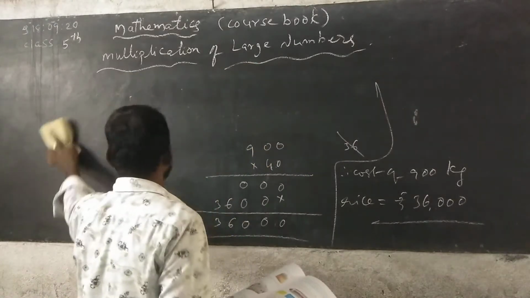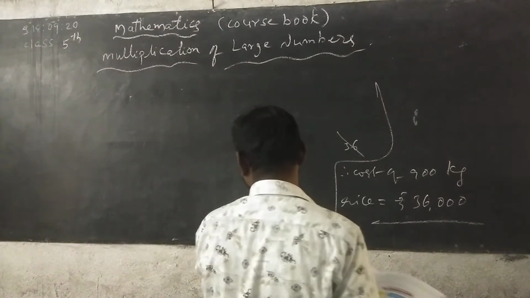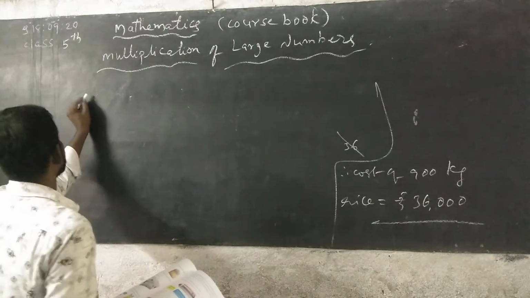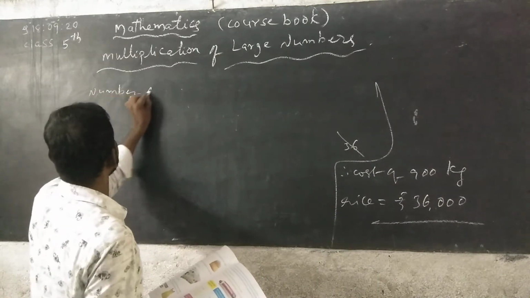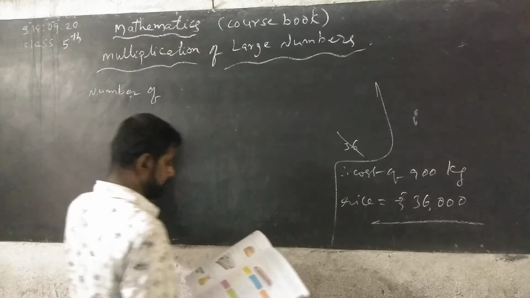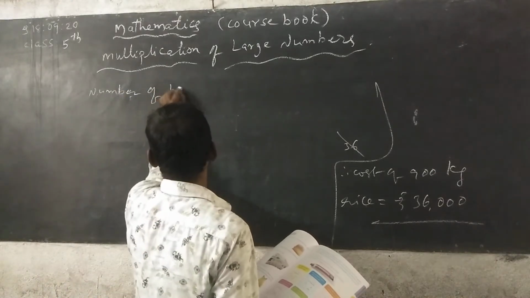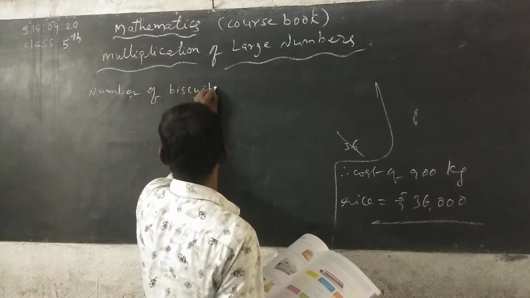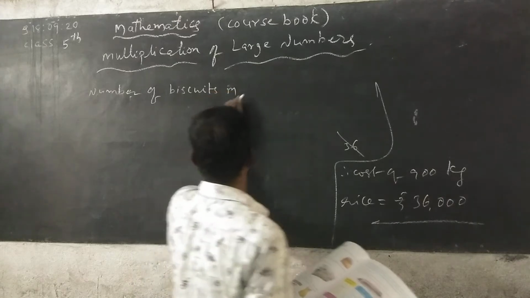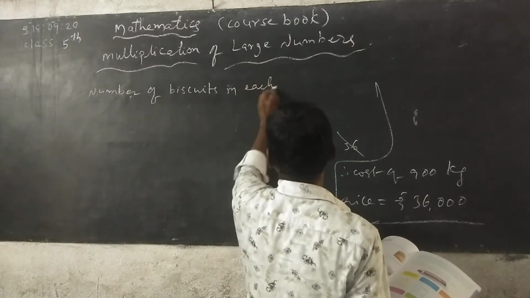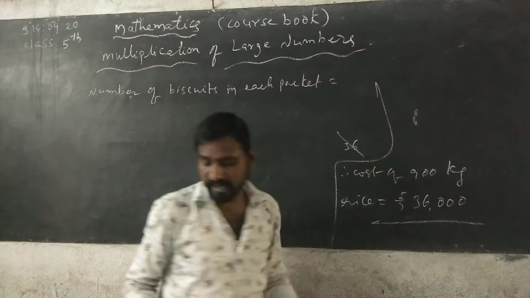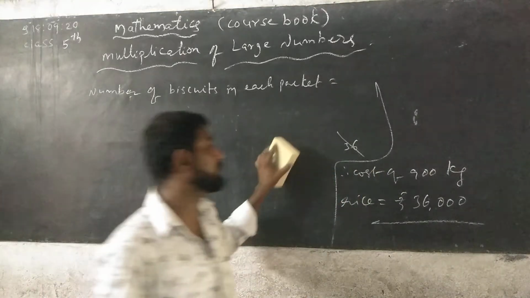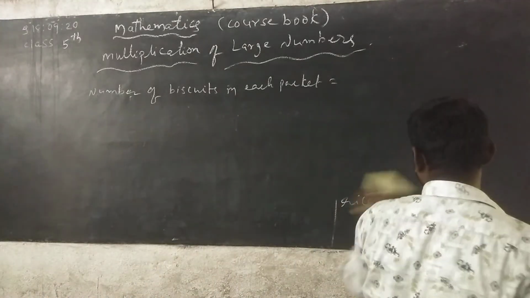Number of biscuits in each packet. ఒక్కొక్క ప్యాకెట్లో ఎన్ని బిస్కెట్స్ ఉన్నాయి నాన్న? Number of biscuits in each packet, 50 biscuits are there.